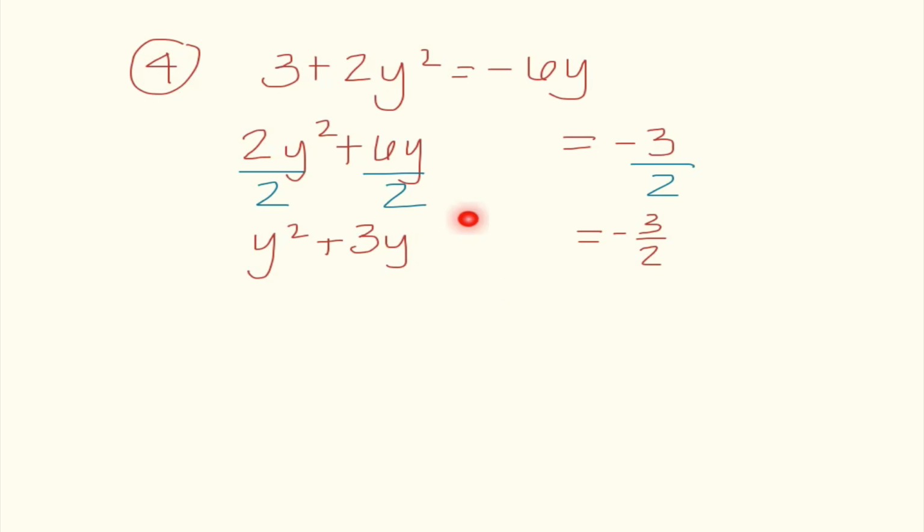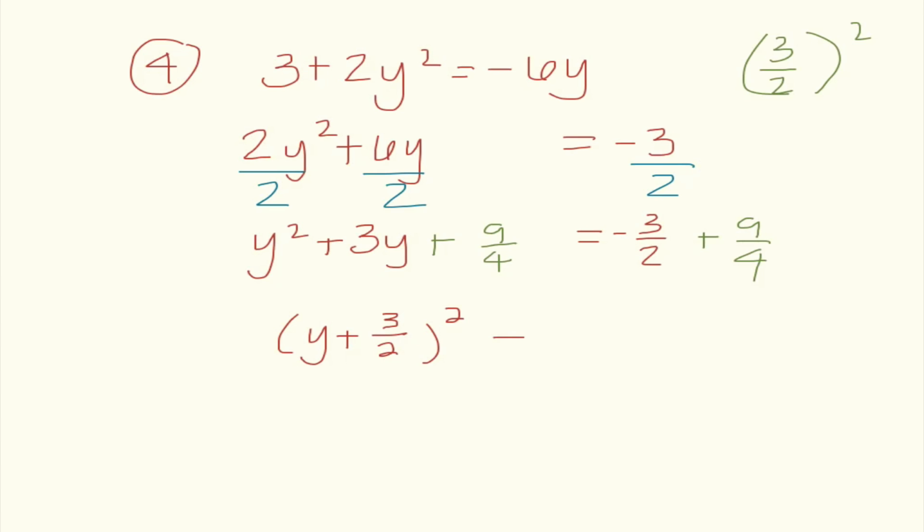Next, I need to figure out what should I add to create a perfect square trinomial. I take 3 and divide it by 2 and square it. So I get 9/4, which is what I need to add to both sides. So when I factor, I get y plus 3/2 squared equals, when I add -3 over 2 plus 9/4, I end up getting 3/4.